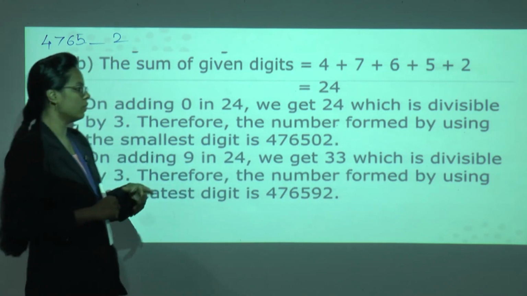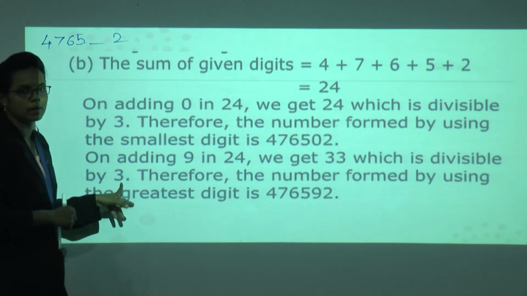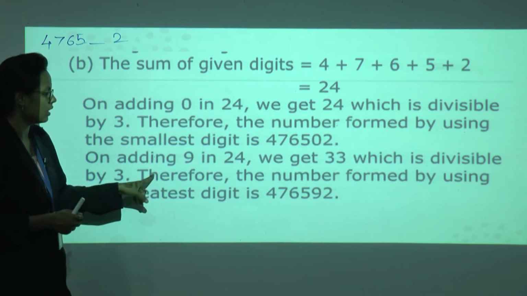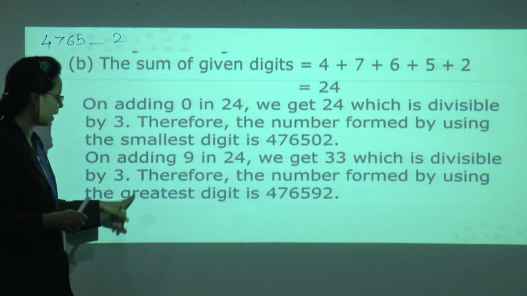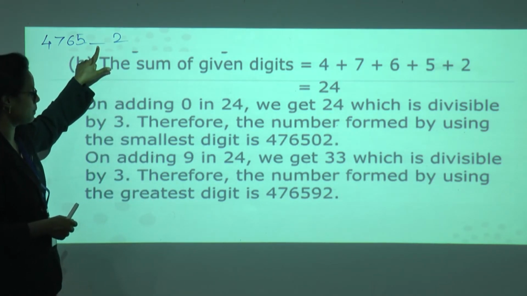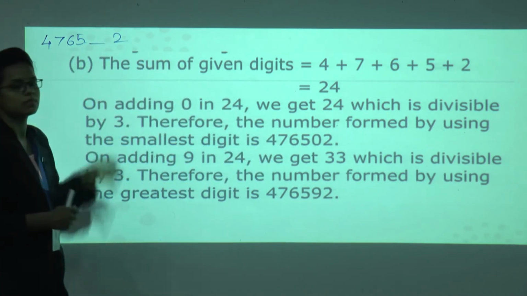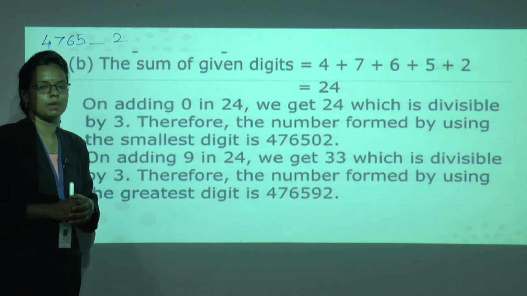So which is divisible by 3? So therefore the number formed by the greatest digit, when we keep 9 in its blank space and we get the addition of 33, the number is divisible by 3.